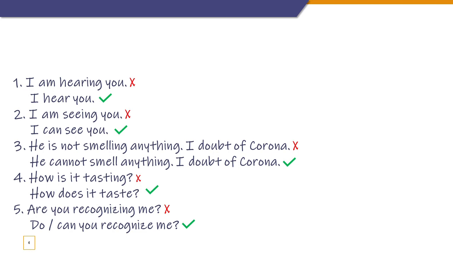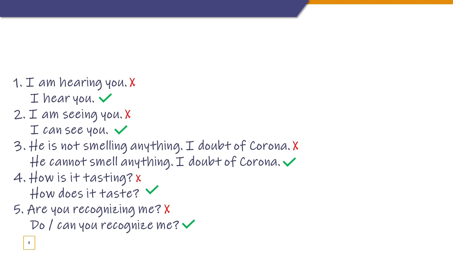Okay, now look at this one. He is not smelling anything. Is that correct? It carries a completely different meaning. That means he's not doing the act of smelling anything. Okay, so you don't do that, do you? You can say words like sniff, but you can't use smell as an active or action verb. So he's not smelling anything.